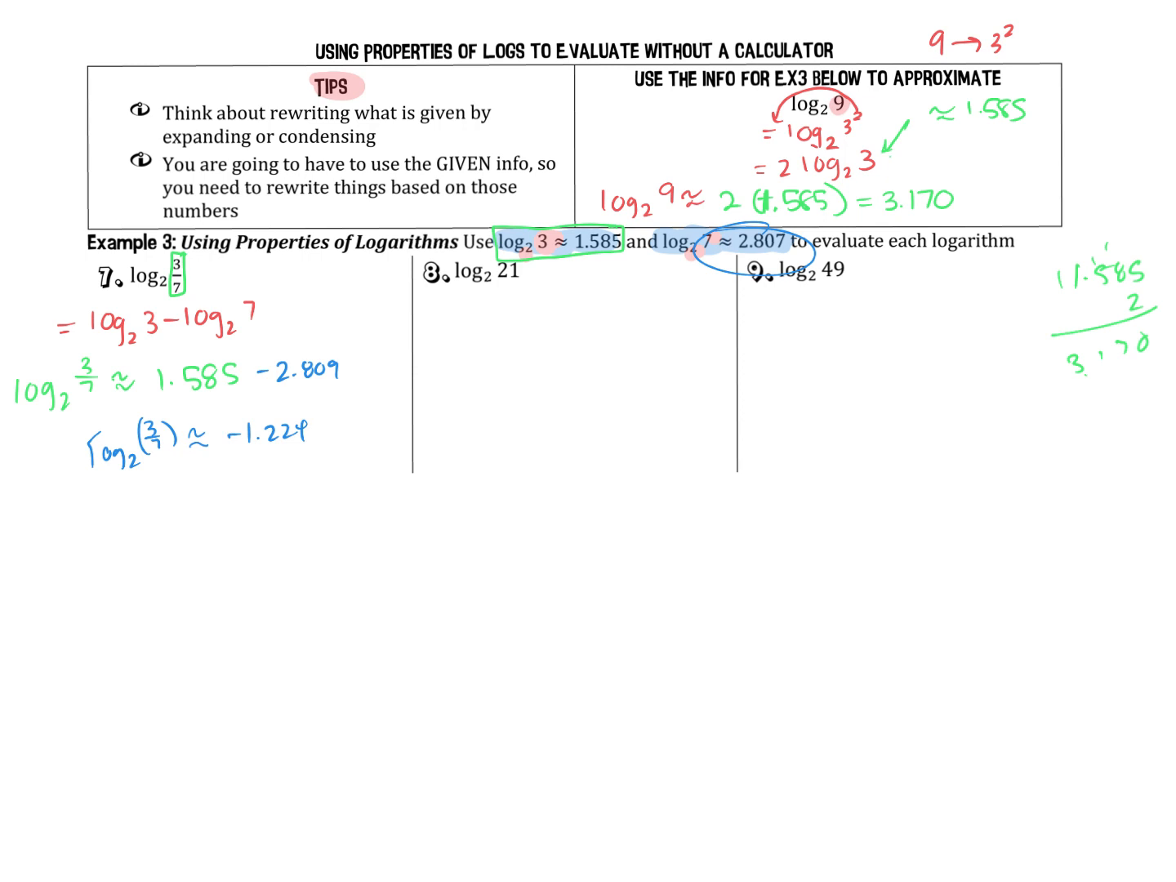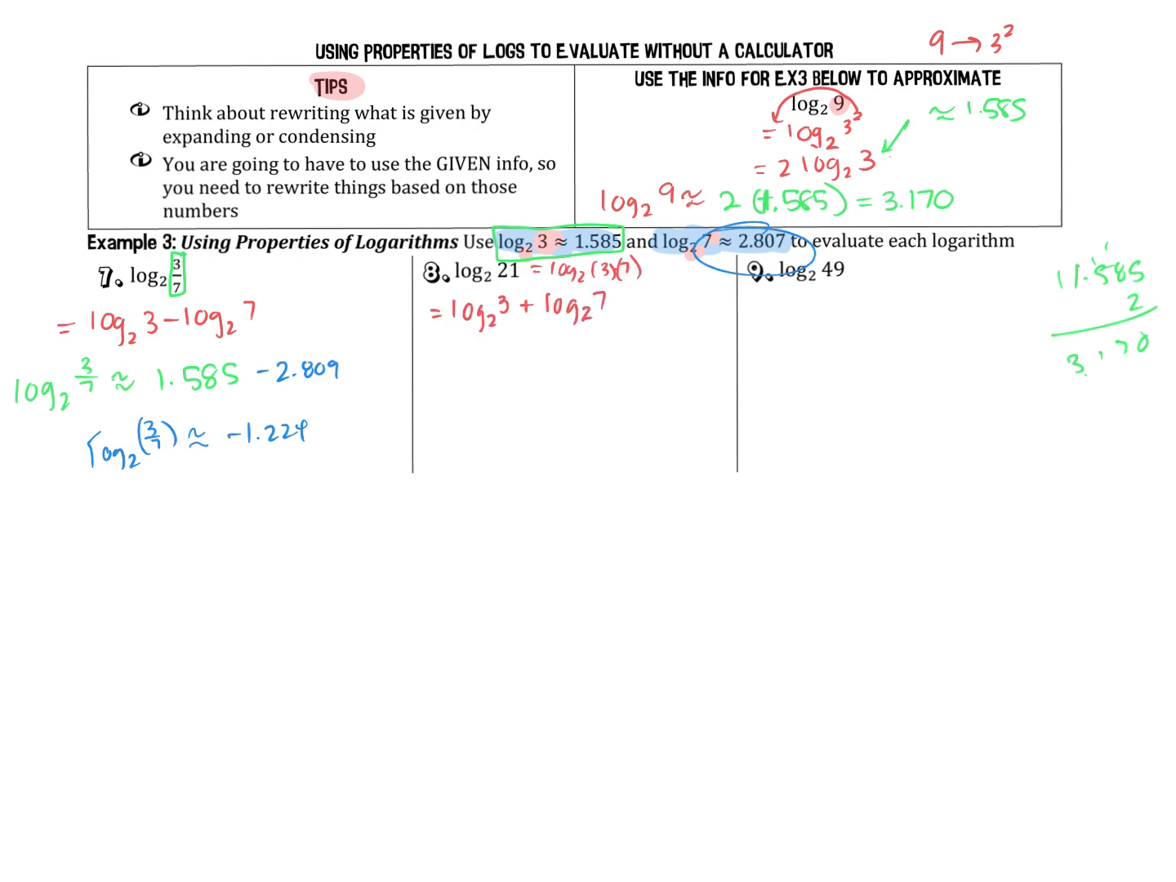So I'm going to encourage you to pause the video and work through numbers 8 and 9 on your own. How can you rewrite 21 as something involving multiplication, division, or exponents with 3 and 7? Same thing with number 9. How can you rewrite log base 2 of 49? Or how can you rewrite 49 using multiplication, division, or products of 3 and 7? Then unpause the video and see how you did.